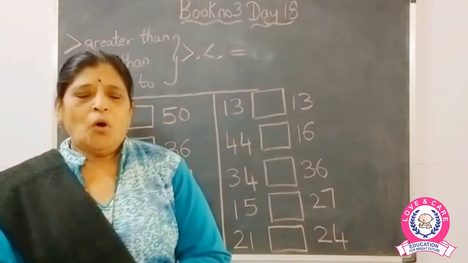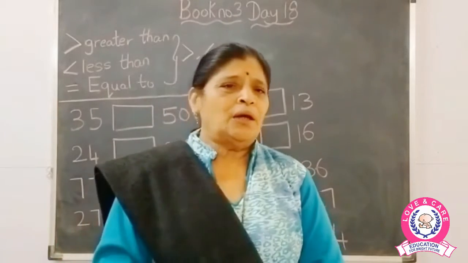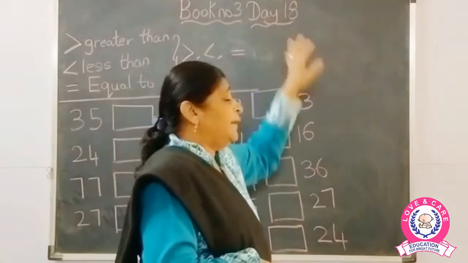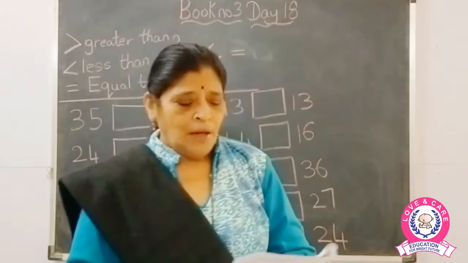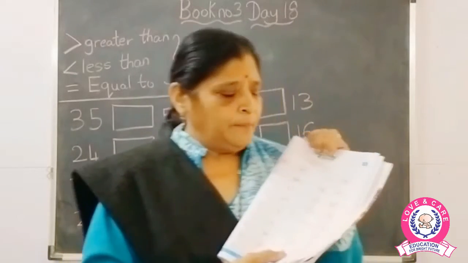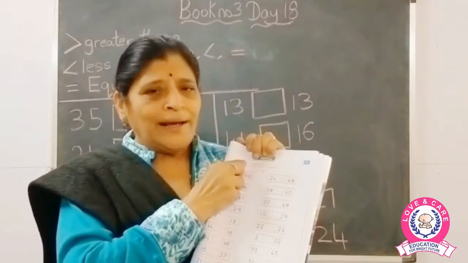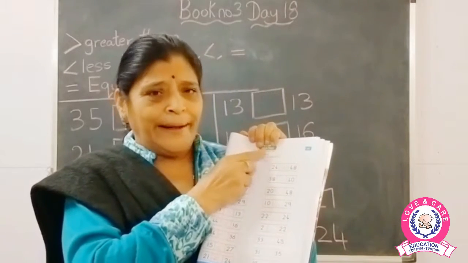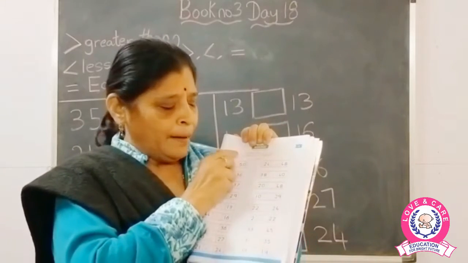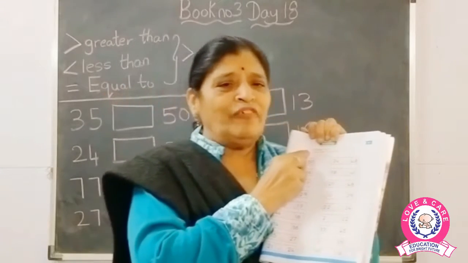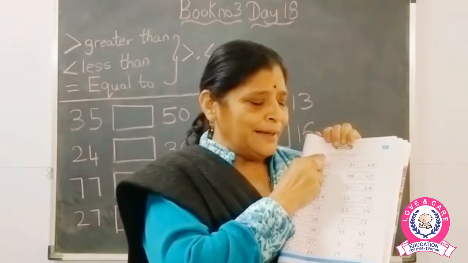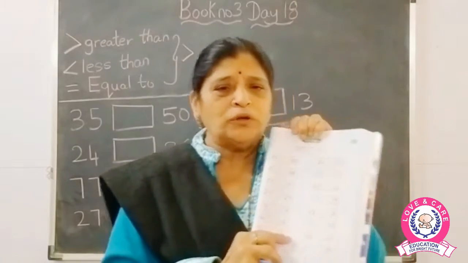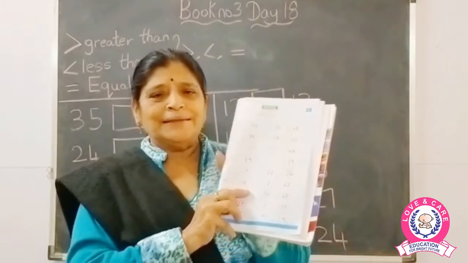Okay children, today we are going to do Mud book number 3, day 18. Look here, children. See here, the crocodile mouth is open, so it is called the greater than sign. Here the crocodile face is open on the less than sign. And this is the equal to sign. So we are going to do this exercise now.